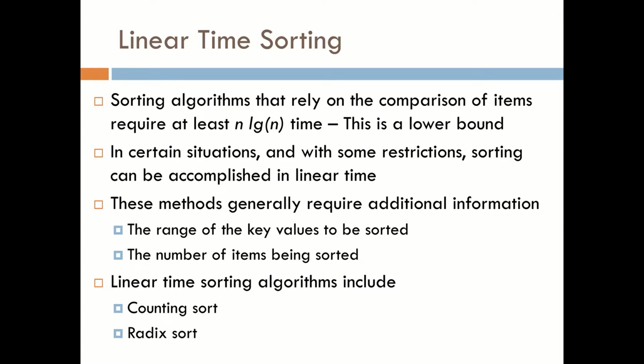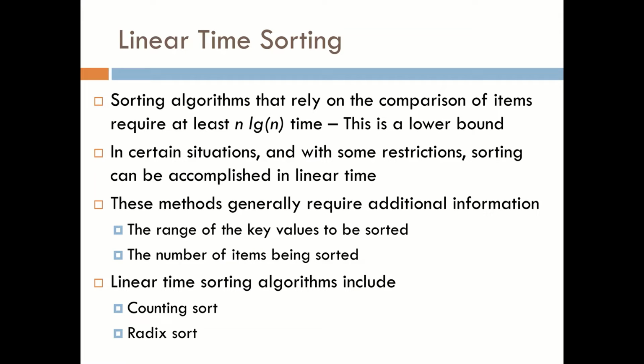So we've looked at a number of algorithms. We've seen that comparison-based algorithms tend to be in the n squared to n log n big O. And it turns out that when we rely on the comparison of items, the best we can do is n log n. So that is the lower bound for sorting.